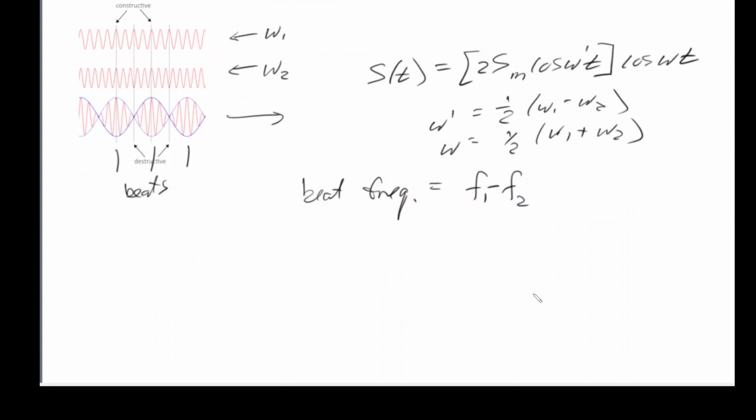And we use beat frequency to tune instruments. You can actually hear the beats between two instruments that are slightly out of tune, and as you tune them to equal frequencies, the beats go away.